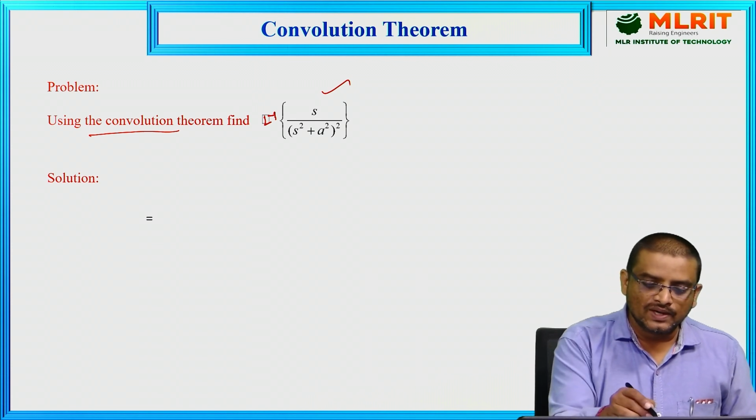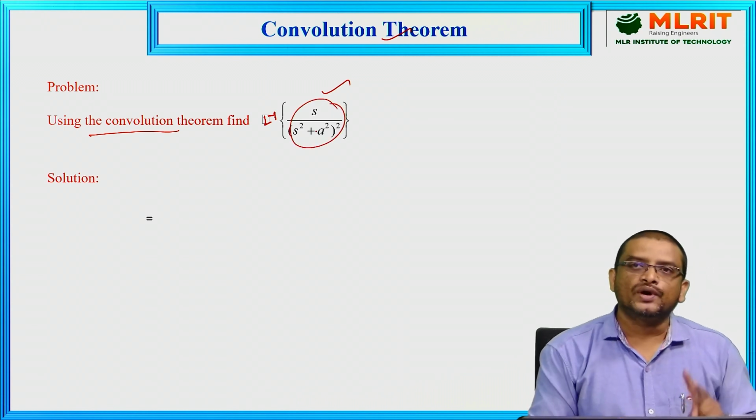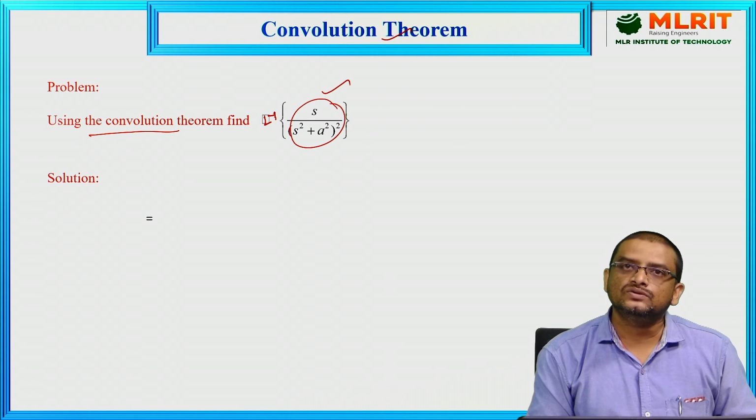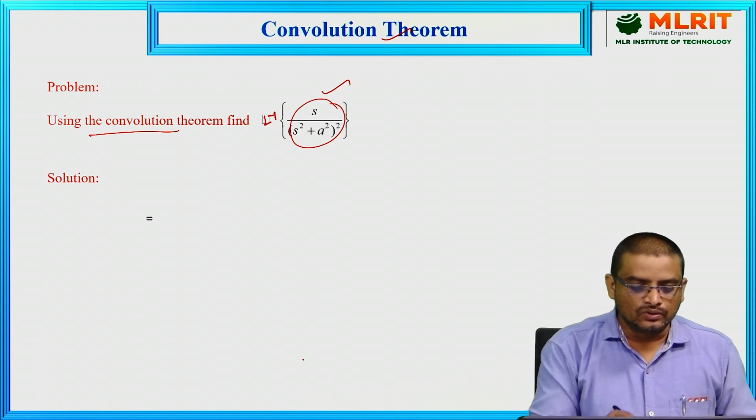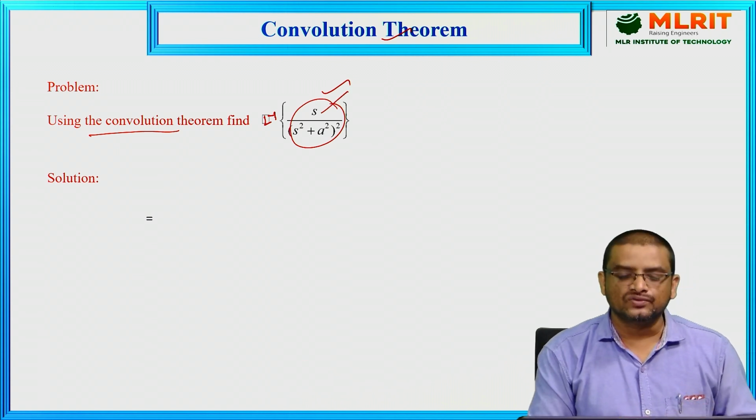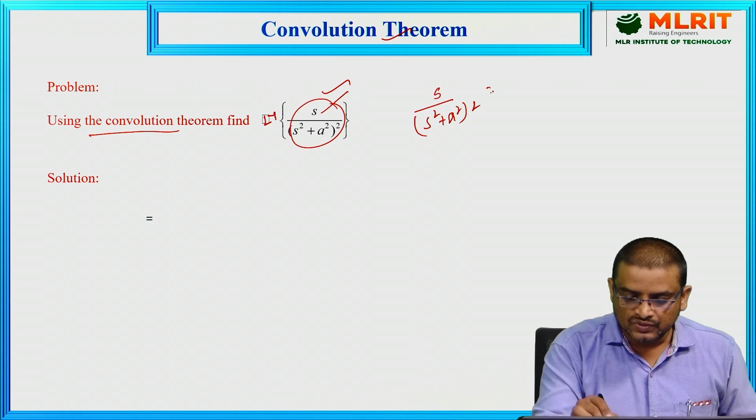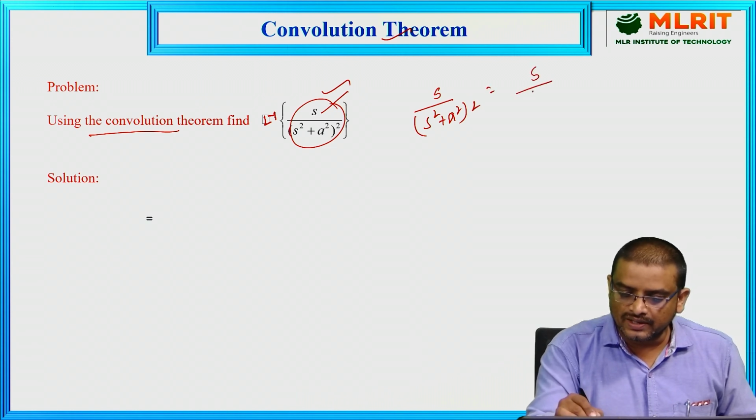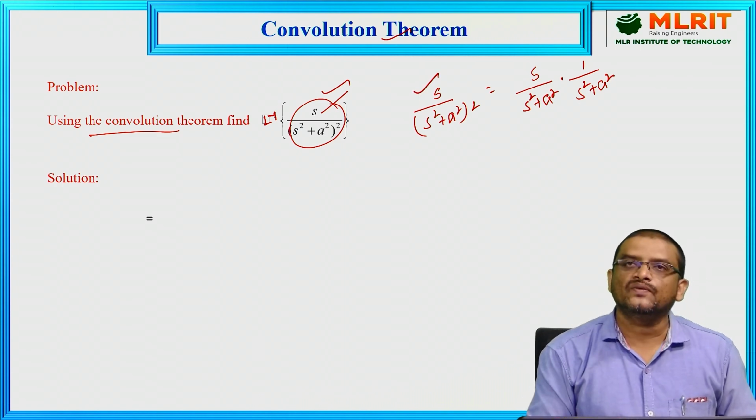Now whenever we want to apply this convolution theorem we have to take this function as the product of two functions, f bar of s into g bar of s. So the first point we have to remember is we have to split this function as the product of two functions here. So what is our function here? s by (s square plus a square) whole square. So I want to split this one as s by (s square plus a square) into 1 by (s square plus a square). So once you multiply these two, once again we get this value here.